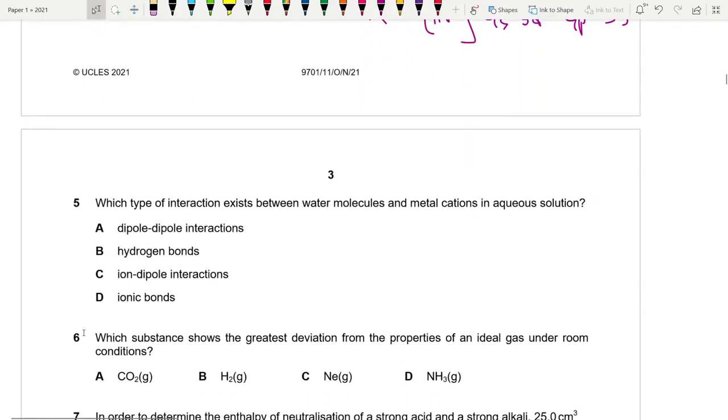Which type of interaction exists between water molecules and metal cations? Water molecules have dipoles, and cations like sodium ions are charged, right? So clearly not a hydrogen bond, because we need N, O, F and hydrogen to make that. It's basically an interaction between a dipole from water and an ion here. So it's called an ion dipole interaction.